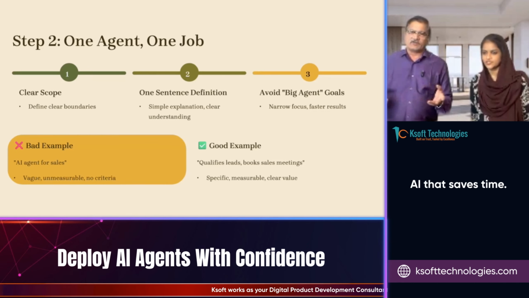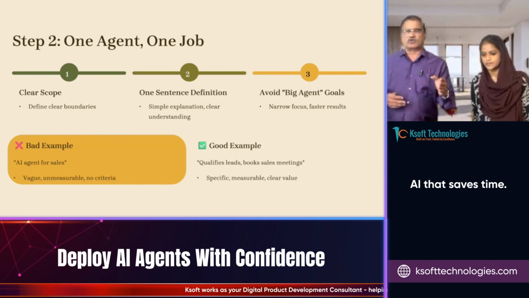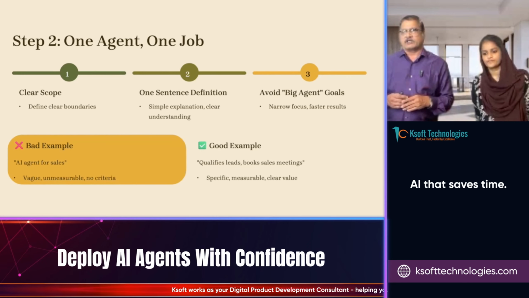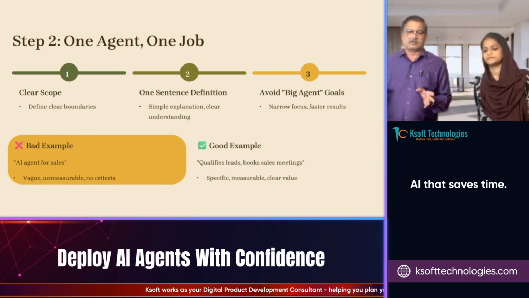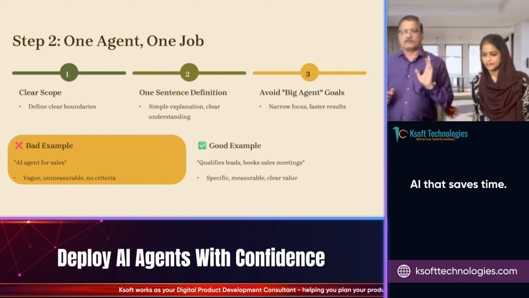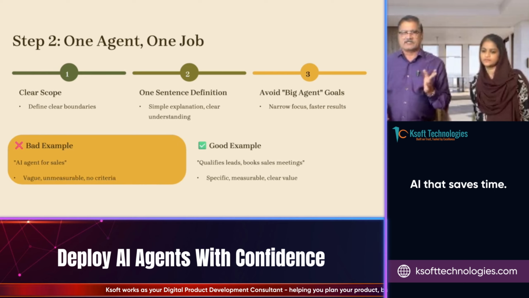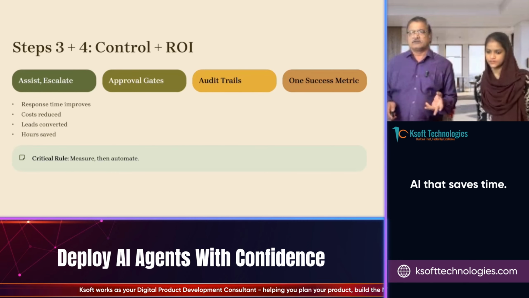Then, one agent, one job. I have already told you: clearly lay down the scope for the work, define clear boundaries, a one-sentence definition as I already mentioned, and avoid big goals. Keep it simple, with a narrow focus and faster results. That should be your goal. I have given you an example and a bad example. You can refer to those as you go ahead.